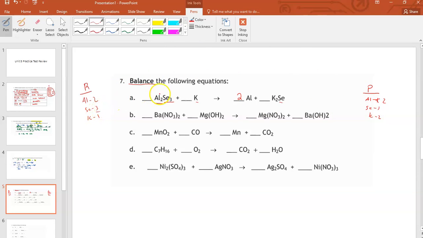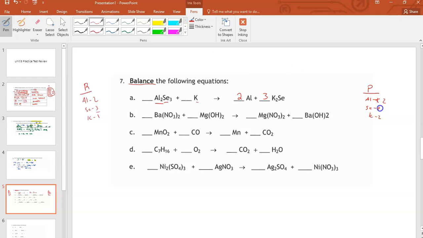I have 3 seleniums on this side, as indicated by that little guy right there. So I need to also indicate 3 seleniums on this side. So the way I do that is by putting it as a coefficient in front of whatever selenium is attached to. Cannot do that. Do not change subscripts in order to balance. We write subscripts based on charges. I know I've said that about 1 million times in the last week. I want that point driven home. All right? We balance with coefficients.